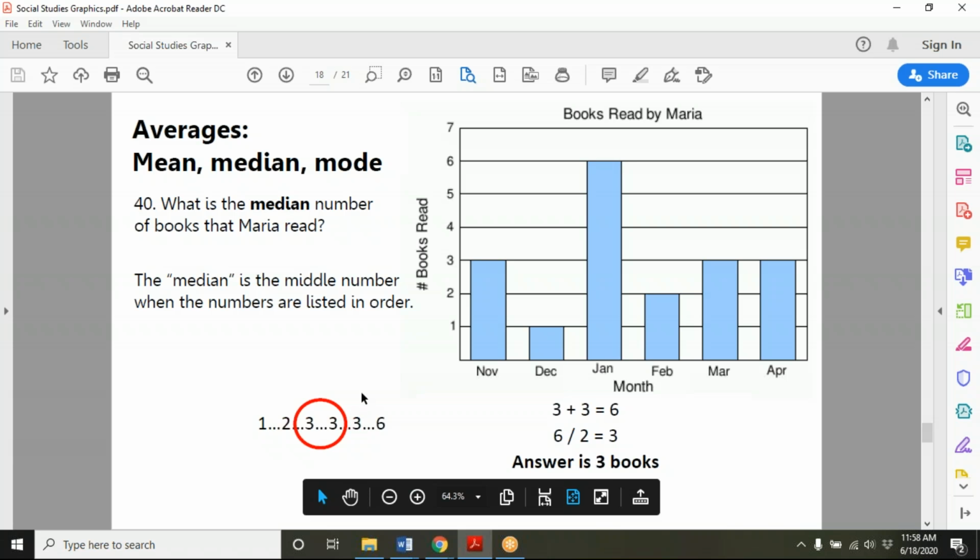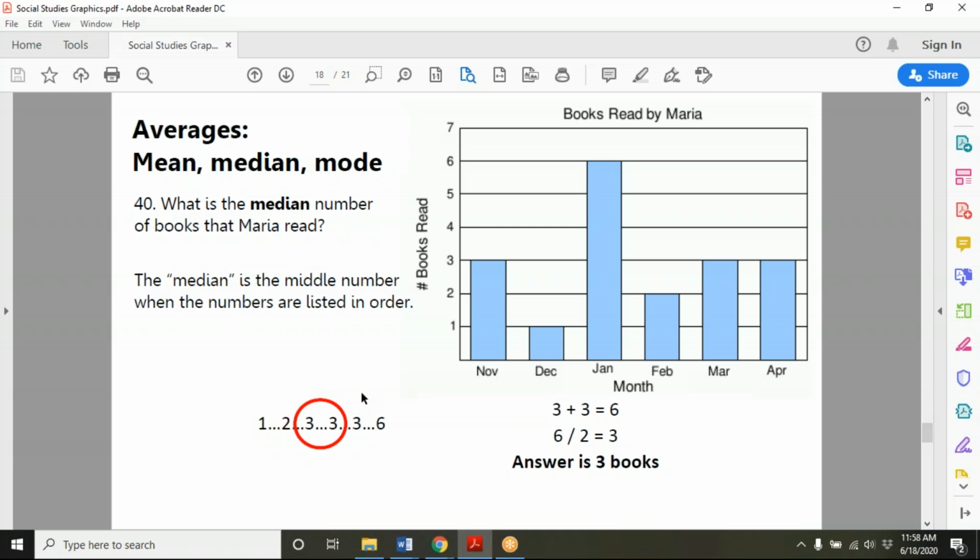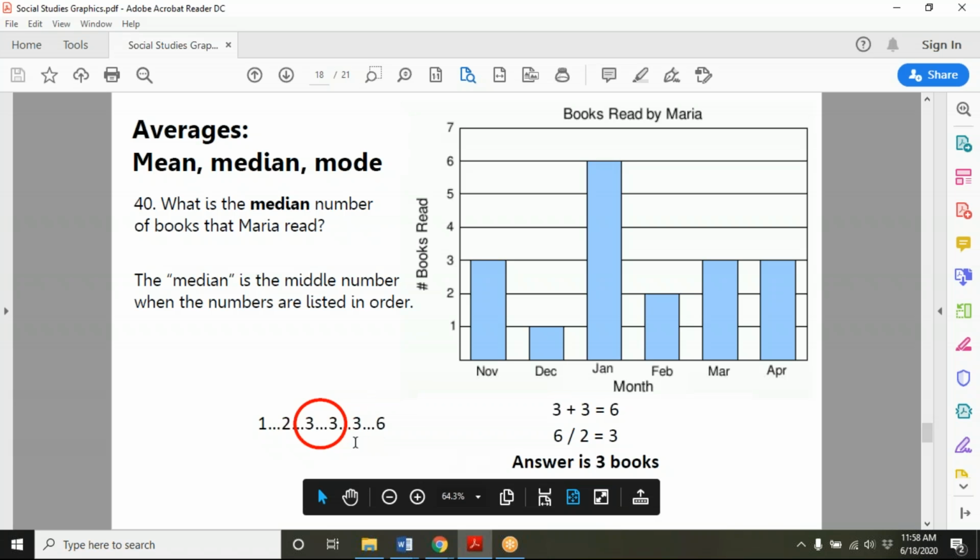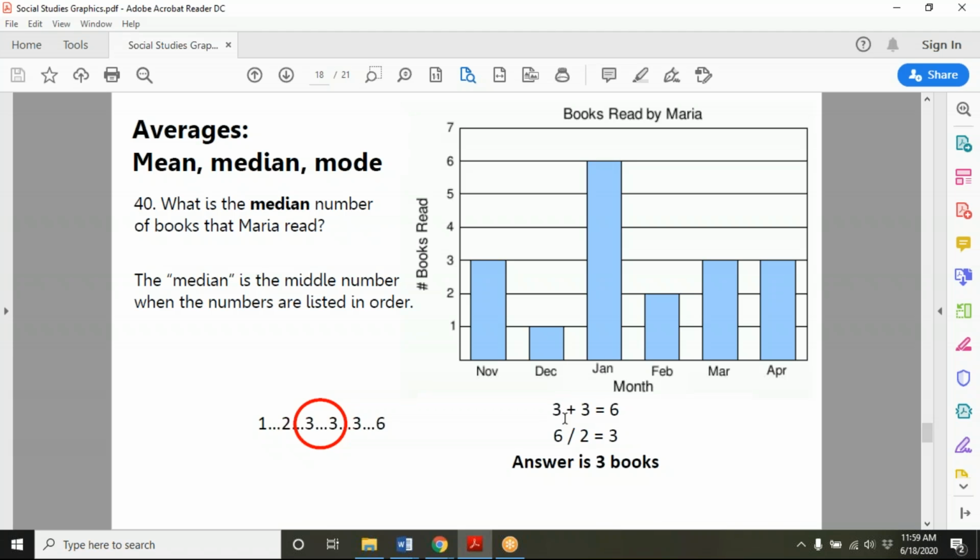Now, if it's an odd number, then it's easy to figure out. It's the middle number when you line them up. Here there are 2, so we're going to add them and take the average of those two middle numbers. Well, they're both 3, so the average is 3. So the median number is 3. Month by month, you line up the numbers. Okay, that's called the median.